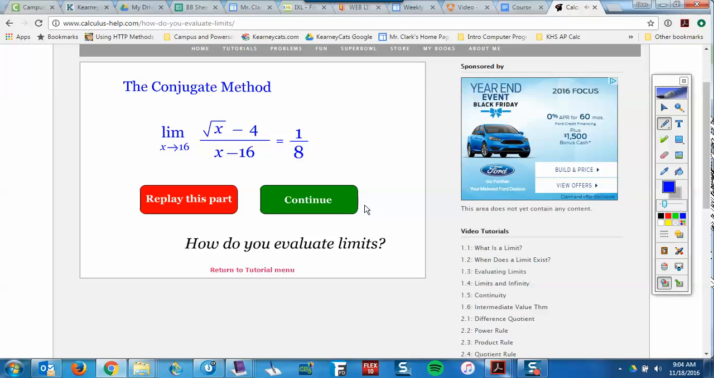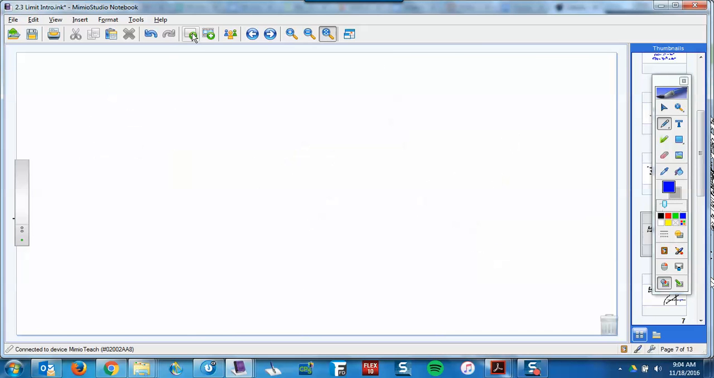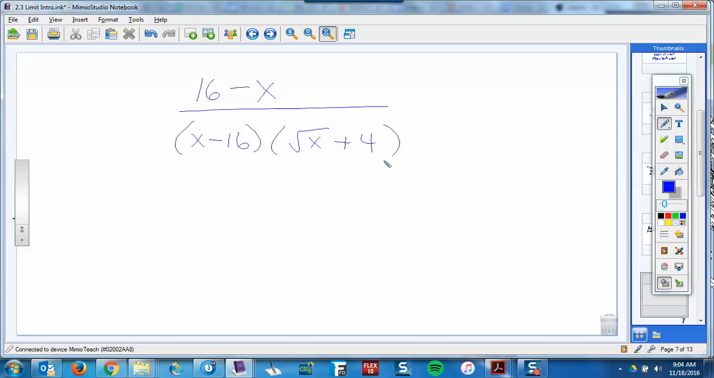Now, sometimes there's a little algebra thing that we struggle with. Let me show you. What if, when he factored or FOILed that out, the top would have been this, and the bottom would have been x minus 16 times square root of x plus 4. What would have happened right there? Can you cancel those? Well, the answer is no, they're not the same, but they're really close.